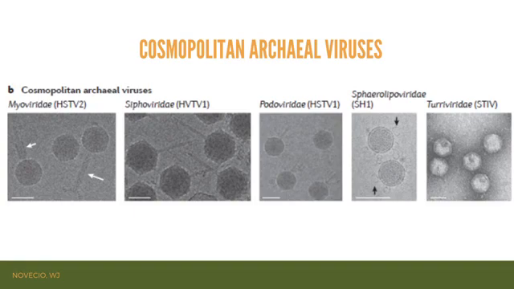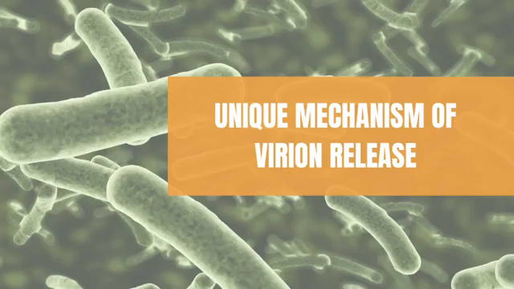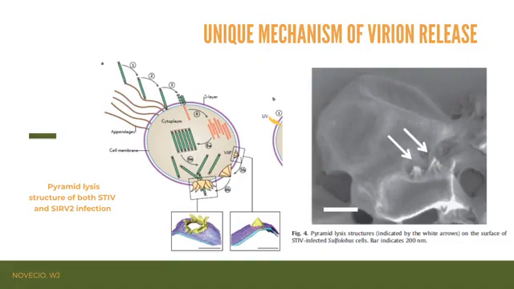So all of these viruses, except for turriviruses, infect members of the phylum Euryarchaeota, and the biological basis for such host specificity remains unknown and difficult to understand, as some of the Euryarchaeota inhabit extreme habitats similar to those of Crenarchaeota. And now let's proceed with their unique mechanism of virion release.